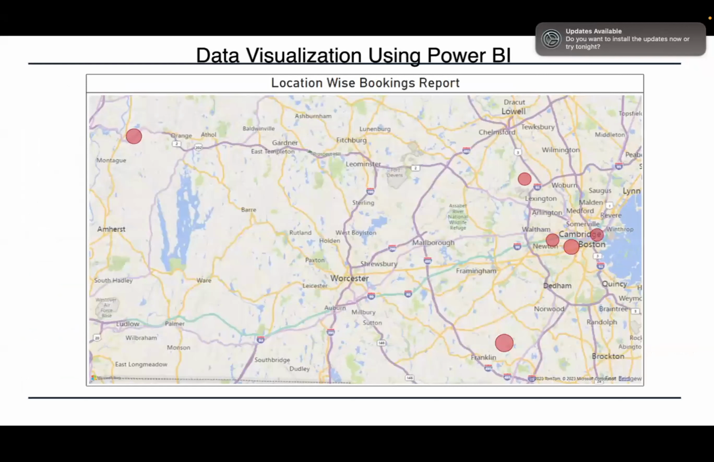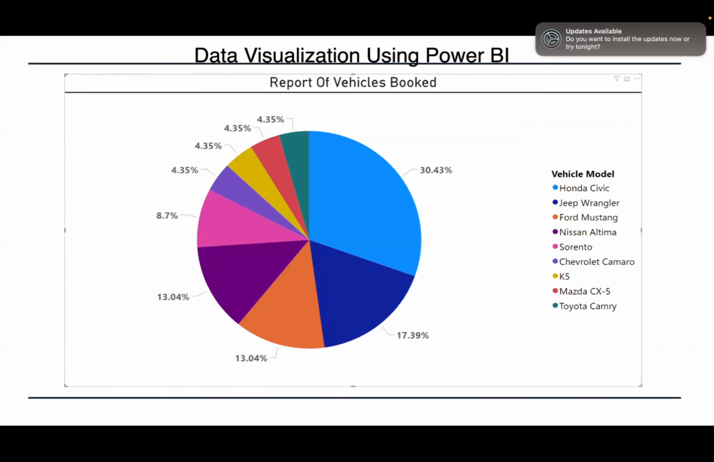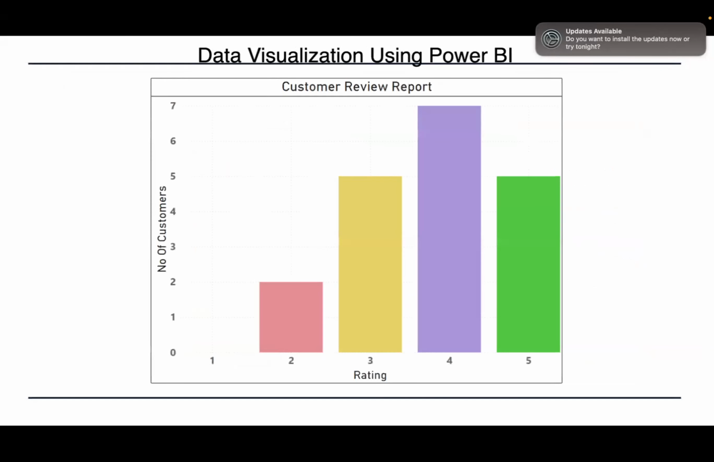We have like 3 reports created here. One of them is the map, where you can see that we have highlighted the areas with the most bookings. Then you can see we have a pie chart here, which shows the percent of vehicles which are booked. And the third one is a bar chart, which helps with the analysis of customer review.